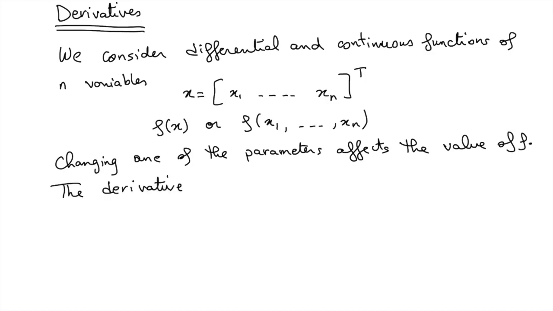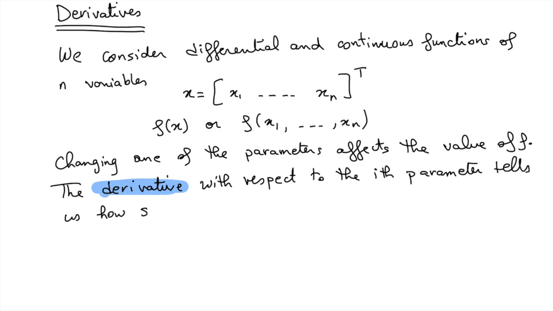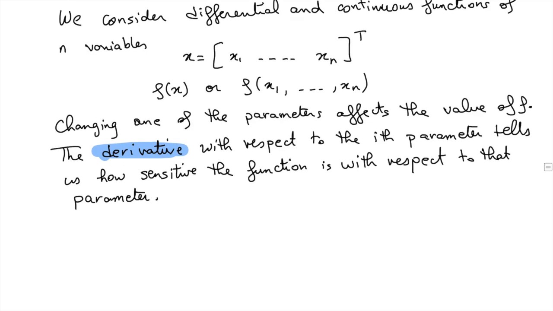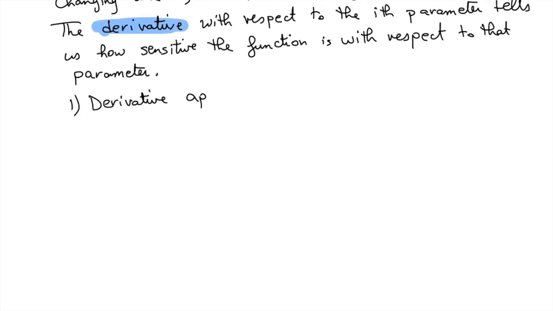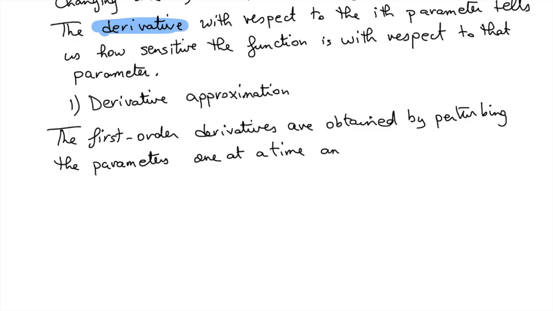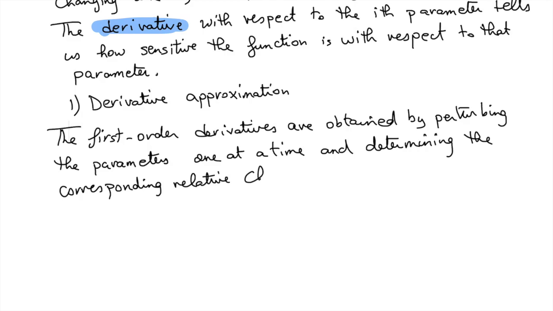The derivative with respect to the ith parameter tells us how sensitive the function is with respect to that parameter. Derivative approximation is the first point we will talk about here. The first order derivatives are obtained by perturbing the parameters one at a time and determining the corresponding relative change of the function.